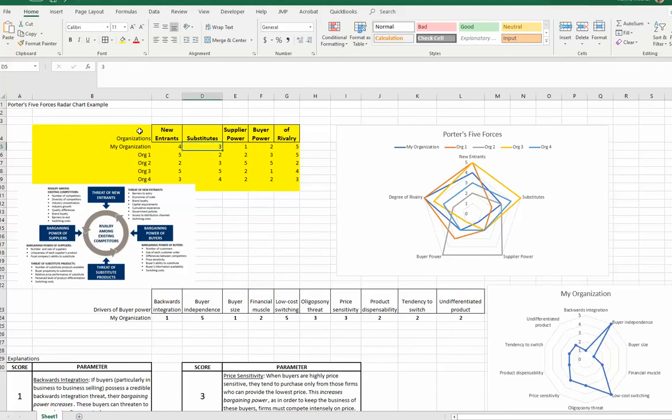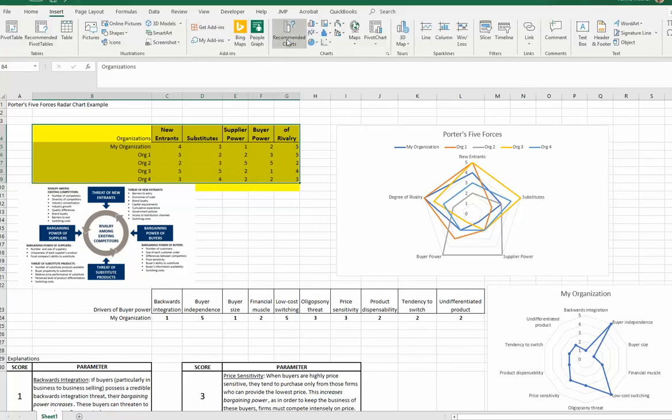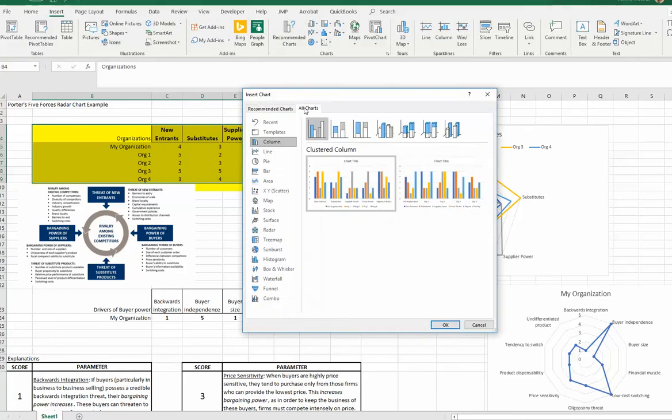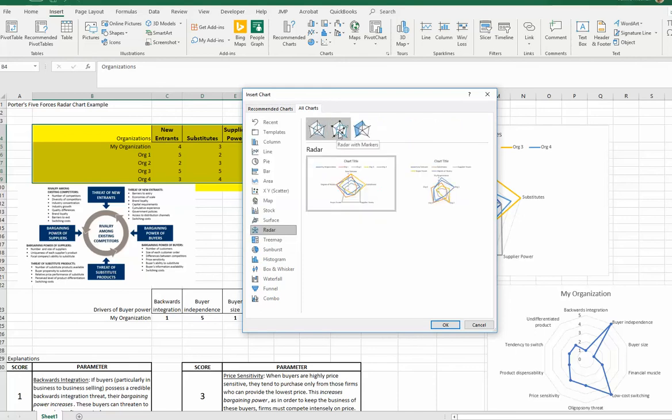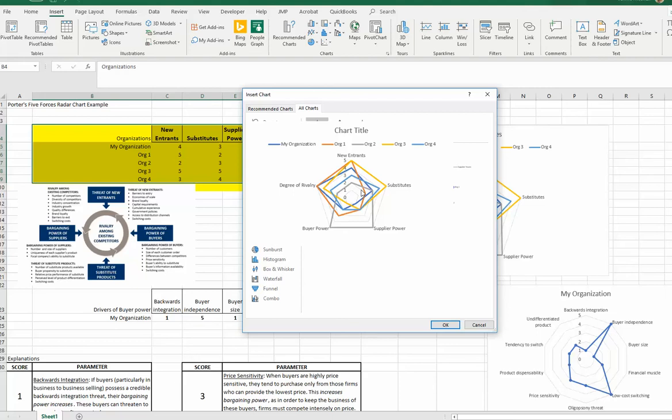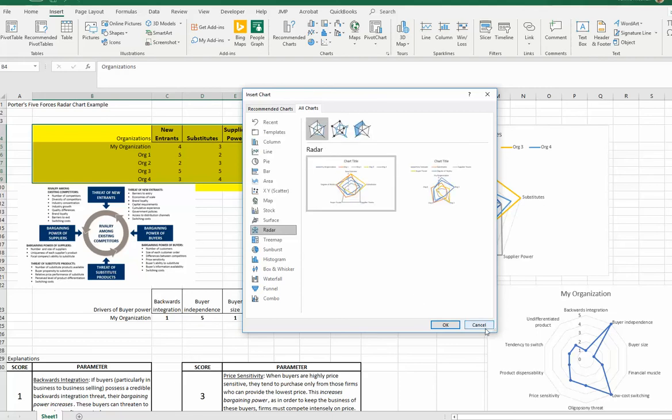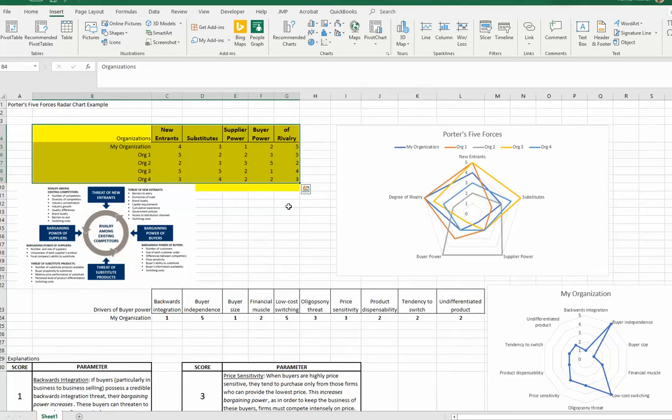If you set it up this way, all you're doing is highlighting it. You're going to insert recommended charts, all charts, and then you're going down here to radar, and you have some different ones. You have the filled in one and so on. And actually when you're wanting to do a comparison, it's best to use that line chart. I'll just hit cancel for now. Basically a buyer power of 1 is much lower than of course a power of 5.